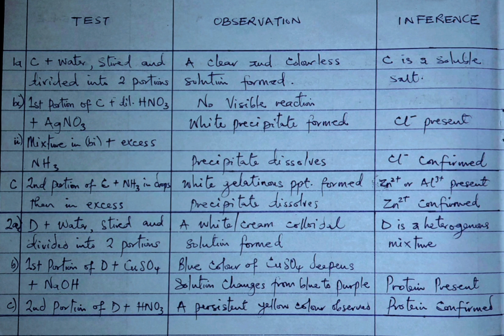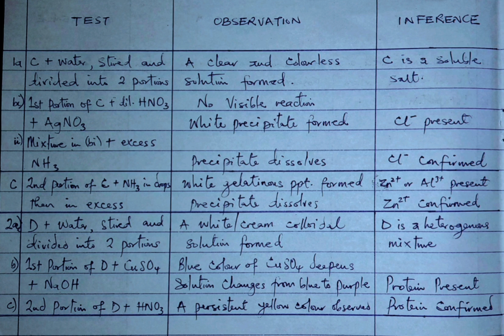Add silver nitrate to that mixture, and then you'll see a white precipitate formed. And when this white precipitate forms, that is a positive test for chloride ions. What it means is that C must have contained chloride ions. So when silver nitrate, AgNO3, was added to that solution, the Ag bonded with the Cl ions and formed AgCl, silver chloride. And silver chloride forms the white precipitate.